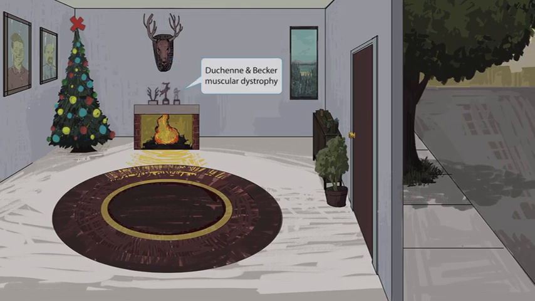The retired hunter also has a bunch of hunting trophies on the fireplace mantle that are from his early hunting career. These trophies should make you think of Duchenne and Becker muscular dystrophy. So again, trophy for dystrophy.